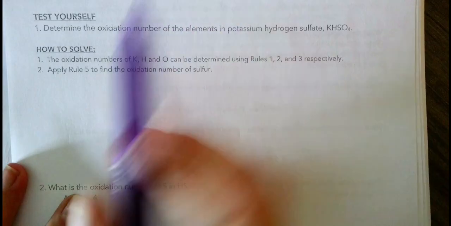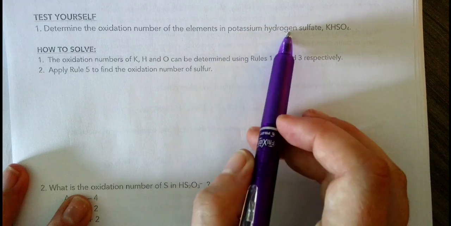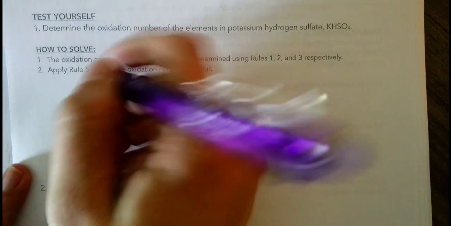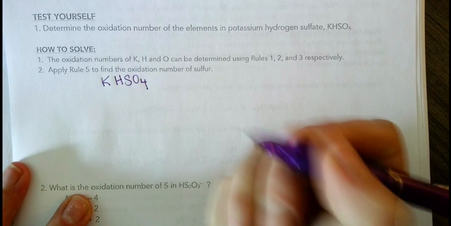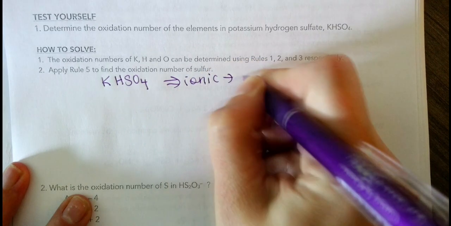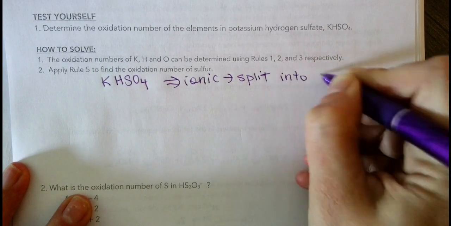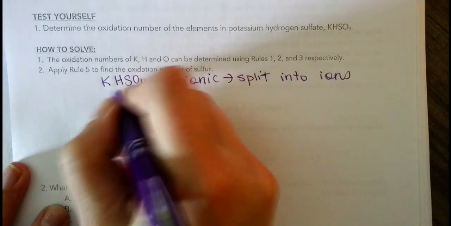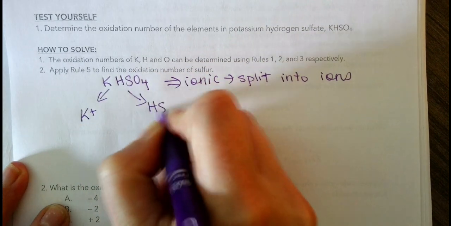Let me do an example. So determine the oxidation number of the elements in potassium hydrogen sulfate. So I have KHSO4. So this is ionic. I'm going to split into my ions. So I have K plus and I have HSO4 minus.